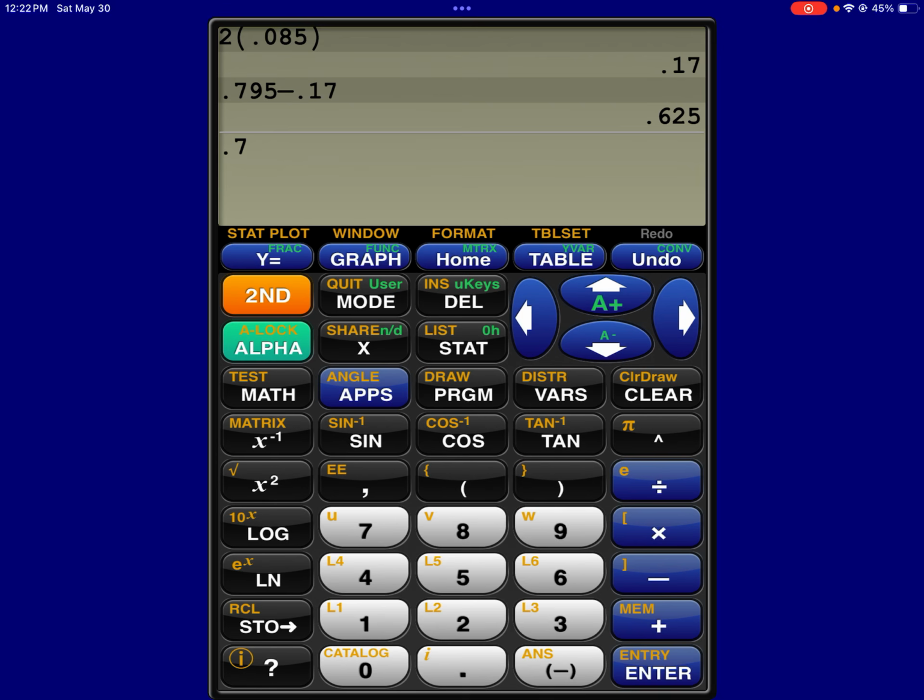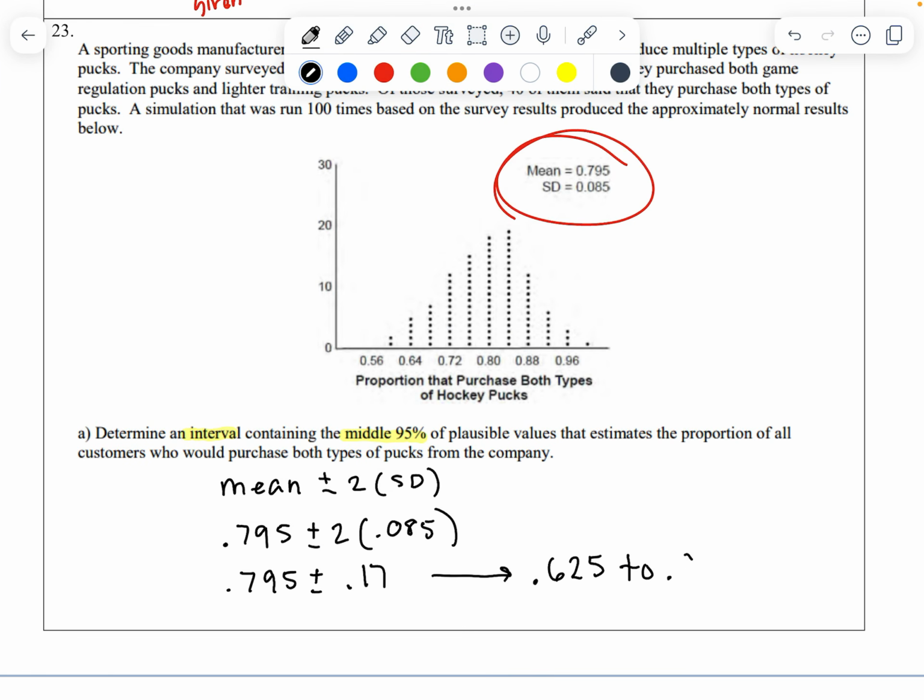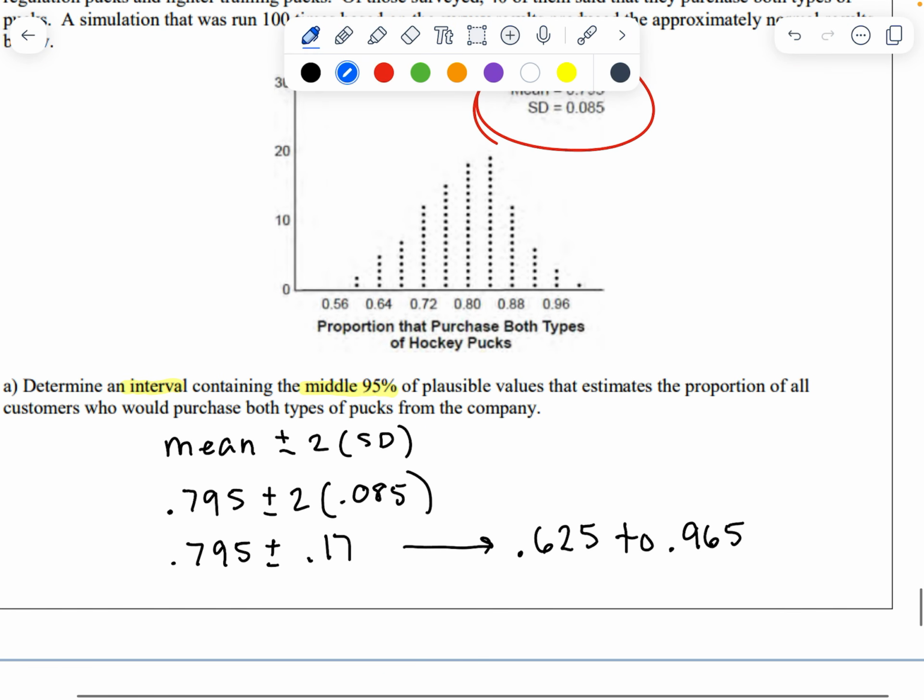Okay, and then 0.795 plus 0.17, 0.965. So this is your 95% confidence interval. And if I kind of show you on the graph or on the normal distribution, 0.625 is probably somewhere around here. 0.965 is probably somewhere around here. So if you notice, you have about 95% that's within here.